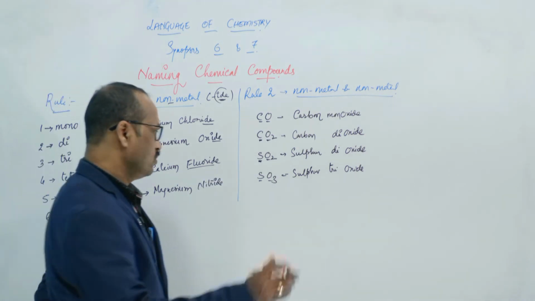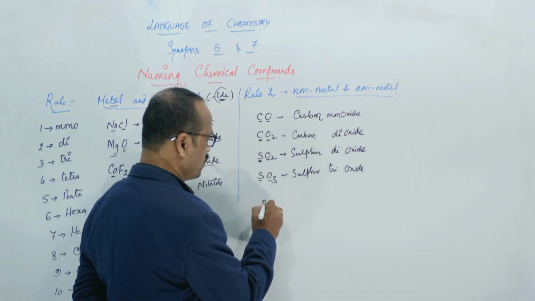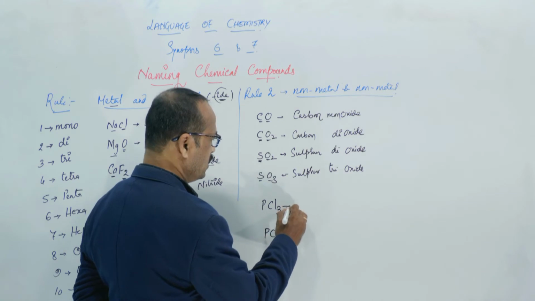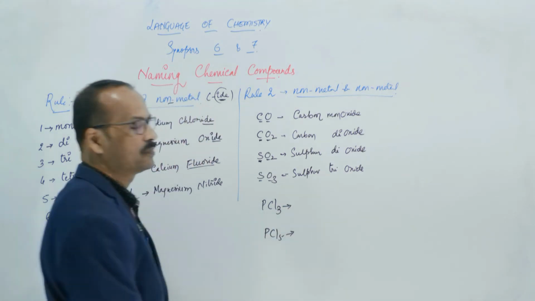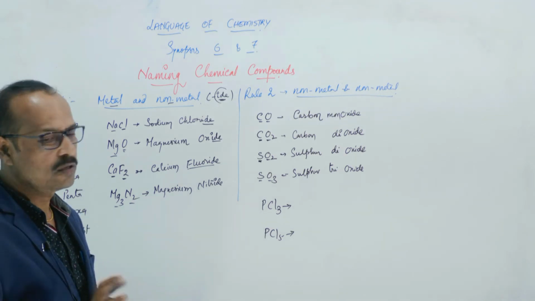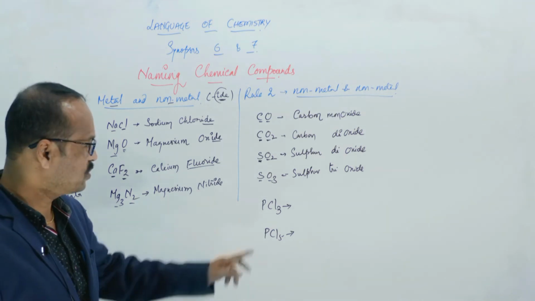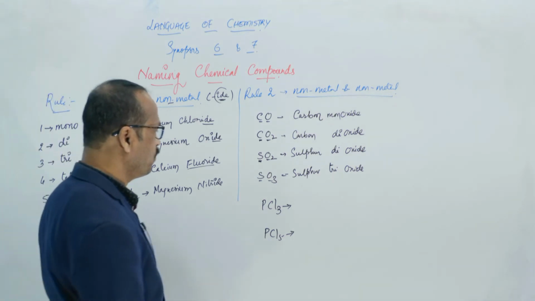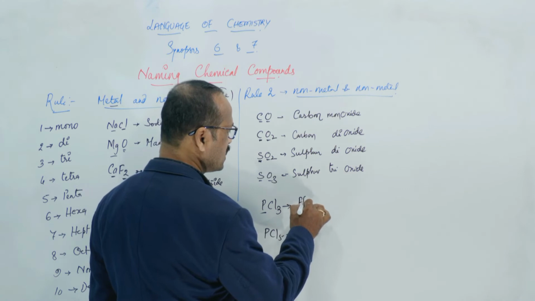Now the last and final one, you give the name. I am writing PCl3 and PCl5. Come on, say the names of these. Fast, a little louder. First one, PCl3. Good. So here P is what? Phosphorus.